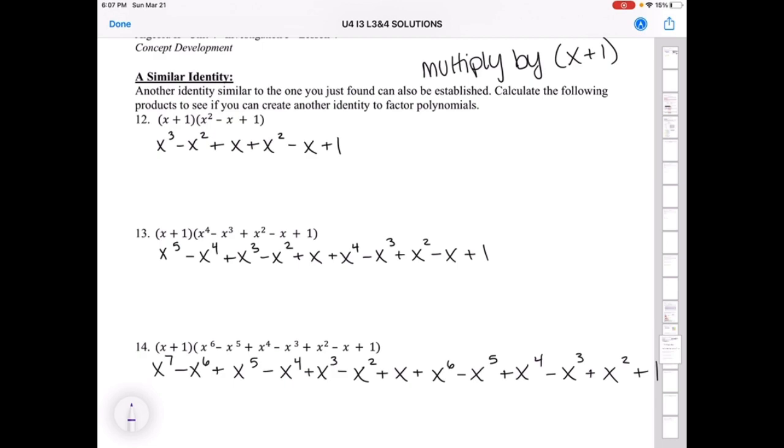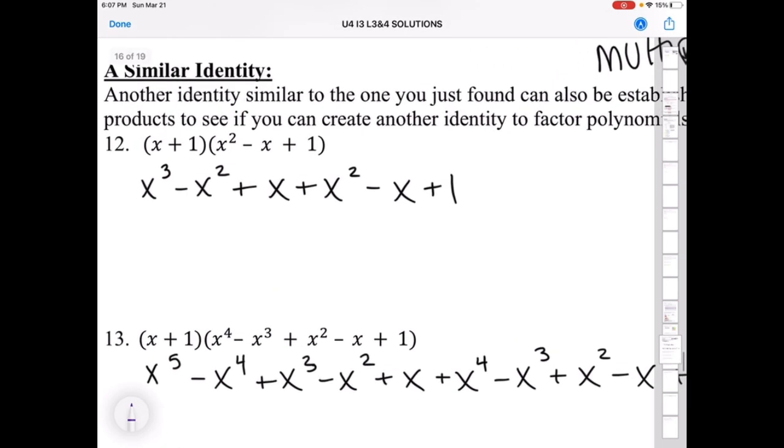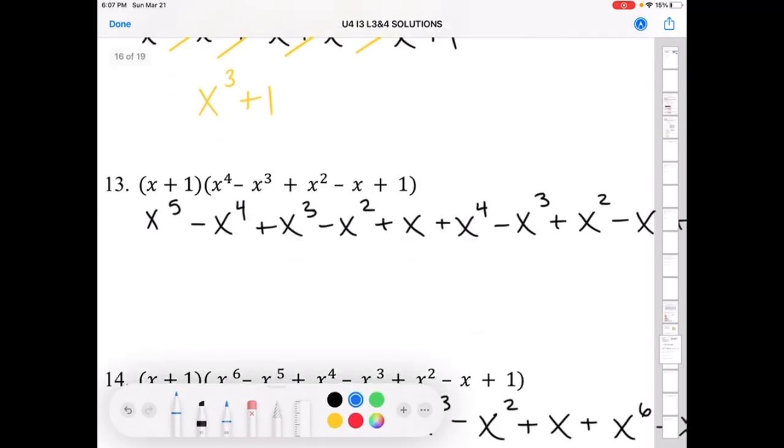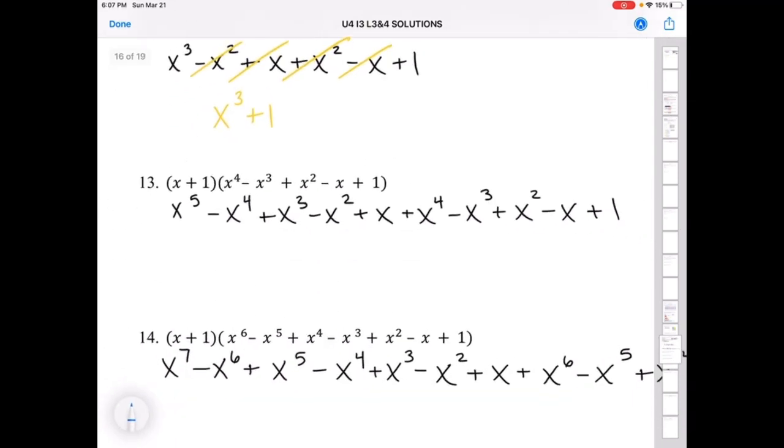We get a similar identity if we multiply by x plus 1. So here I distributed everything for you. So we just have to make sure we're simplifying correctly. So negative x squared will cancel, x and negative x. So I'm left with x to the third plus 1. Then over here I distributed already, negative x to the fourth, x to the fourth, x to the third, negative x to the third, negative x to the second, x to the second, x and negative x will all neutralize, and I'm going to be left with x to the fifth plus 1.